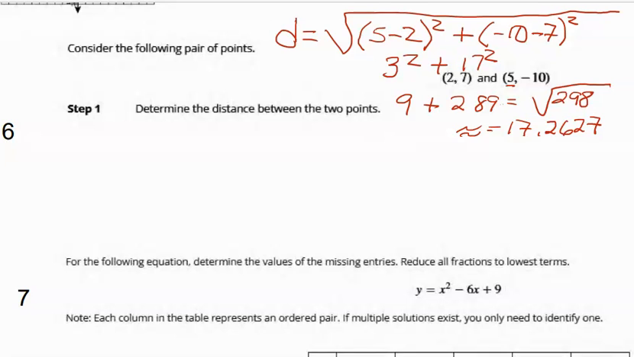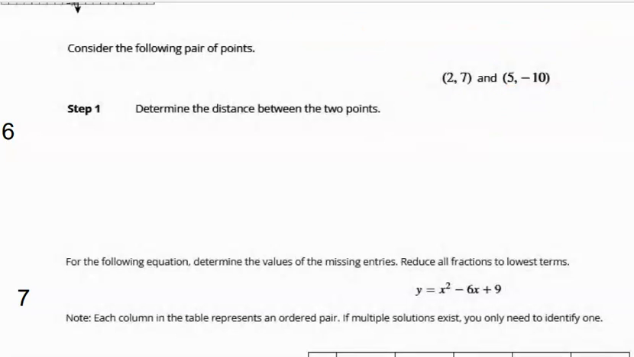But I'm assuming they will accept the square root of 298. Now, what we're going to do on this example, because this was actually in 2 parts, is find the midpoint, the coordinates of the midpoint of this line. We didn't do that one, so let's do one like that.